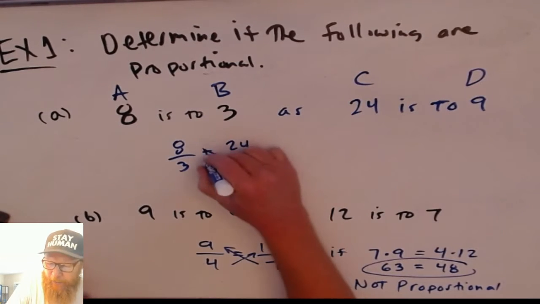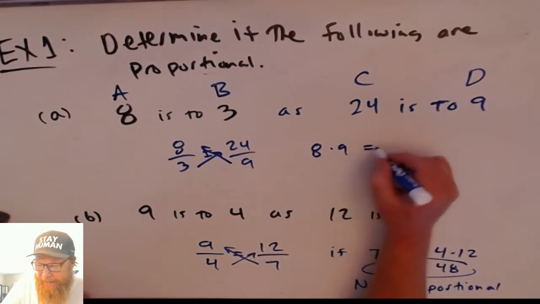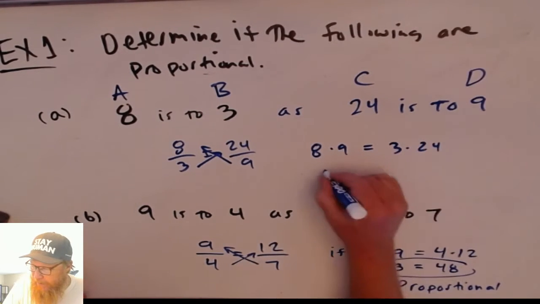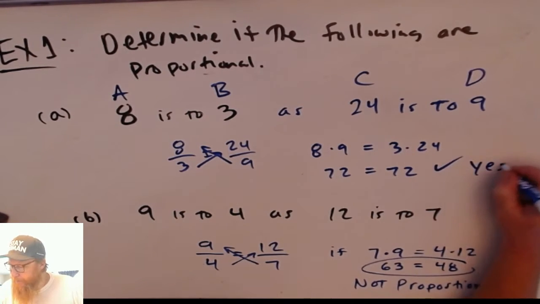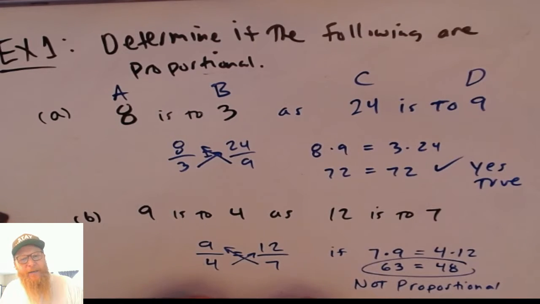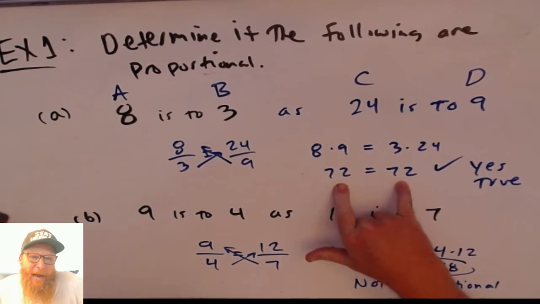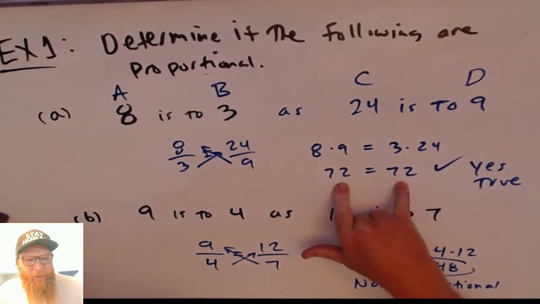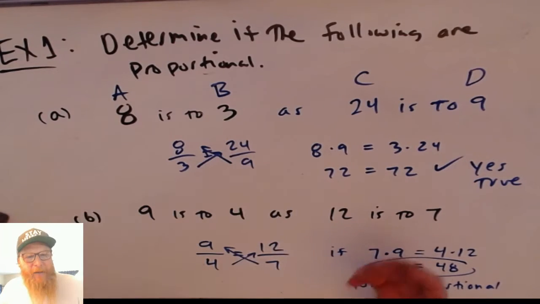And when you want to check whether it's true, this time you're going to get 8 times 9 and 3 times 24. This time the check value is 72. So it's still true, but it's not the same value. It was 48 last time, and now it's 72, right? And so this value has very little to do with the actual value of the proportion.